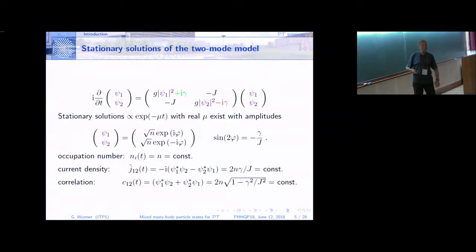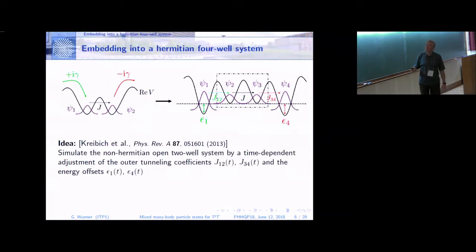But as I said, it's not that easy to realize balanced gain and loss in real condensates. So our proposal was to embed the two-mode model in a four-well system. So we still have here the two-mode system, now called psi2, with a coupling between them. But now we have two outer wells, one psi1, which feeds in particles by a coupling constant J12, and the other one taking away particles by dropping them into the outer well. So we have some sort of current flowing through the whole thing.